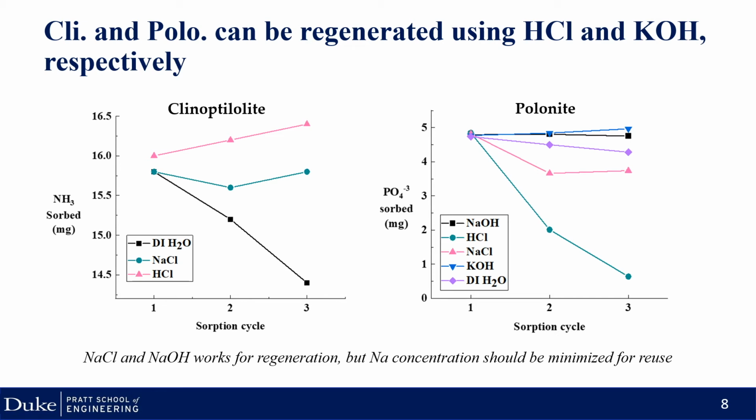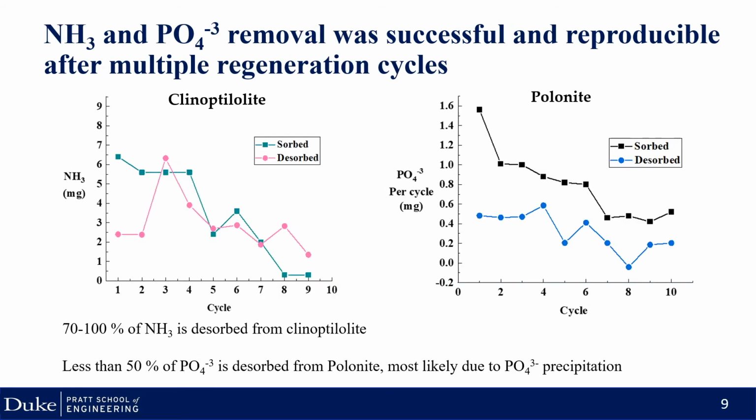with the potassium hydroxide. Hydrochloric acid and potassium hydroxide were chosen over some other regeneration solutions shown for both materials in the plots, such as sodium chloride and sodium hydroxide, as the concentration of sodium should be minimized for water reuse. Having chosen the regeneration solutions, we investigated how many times the minerals could be regenerated using the same regeneration solution for each cycle. Ammonia and phosphate removal was successful after multiple regeneration cycles.